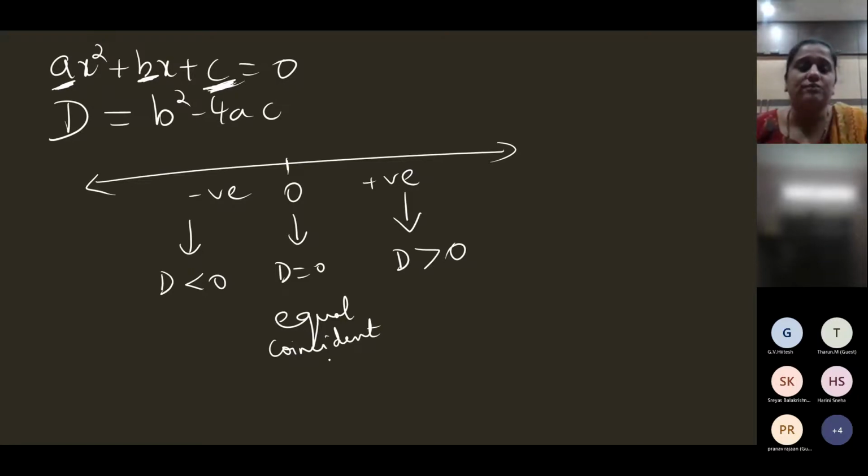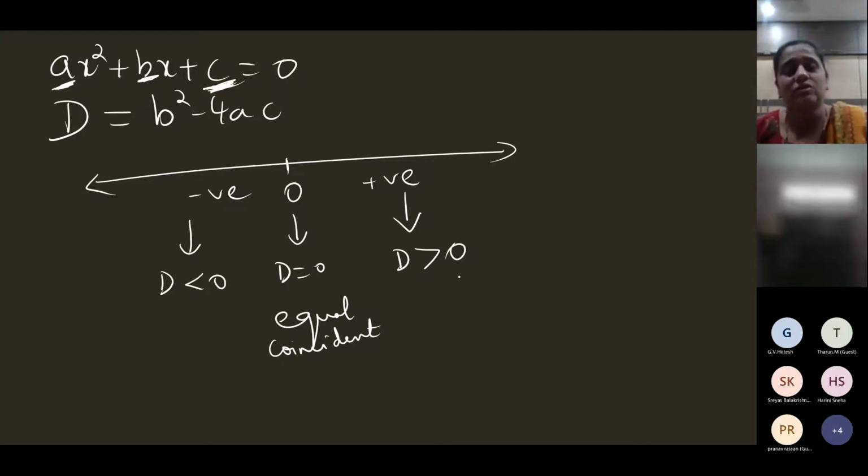When D is zero, the quadratic equation has equal roots. The two roots are equal. So coincident roots. The roots coincide with one another. Coincident, because they coincide with one another. Both are 5, both are minus 5, both are 3 by 2. So equal roots are coincident roots when D is 0.